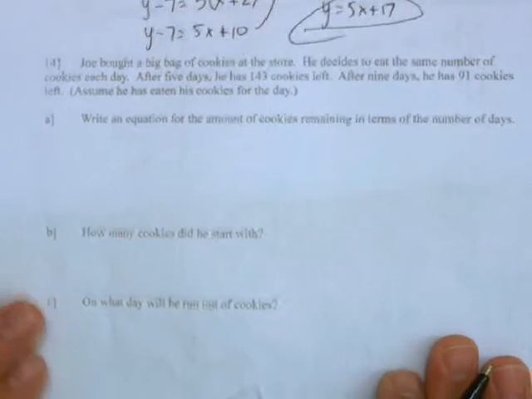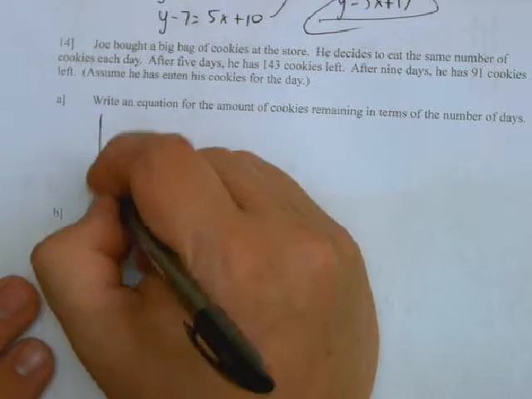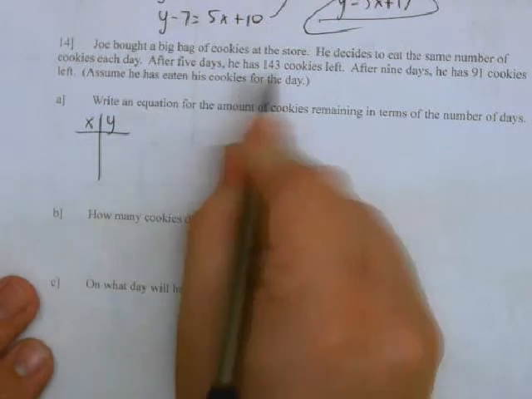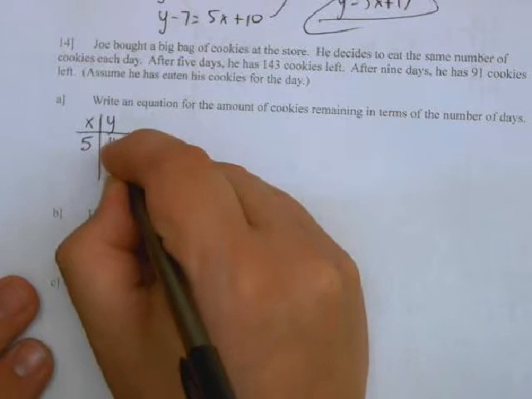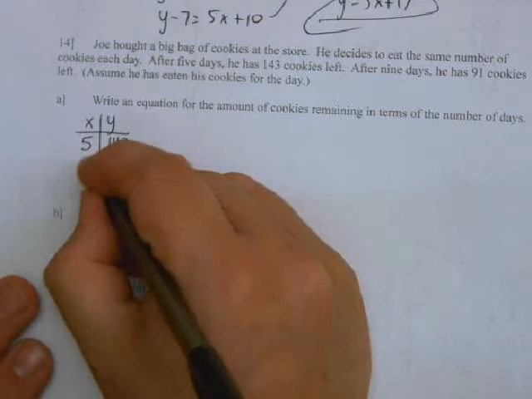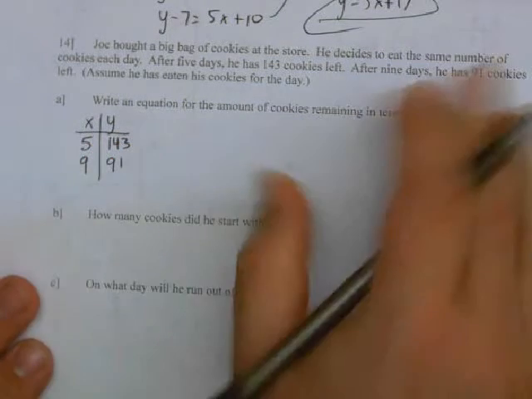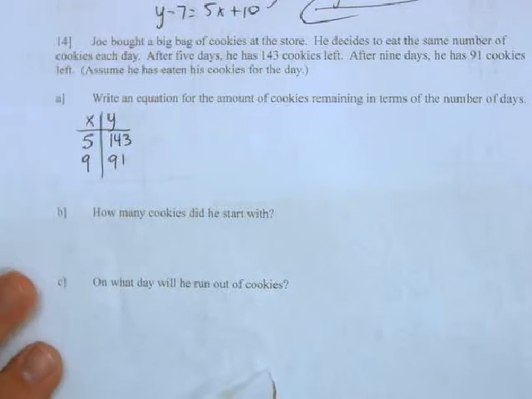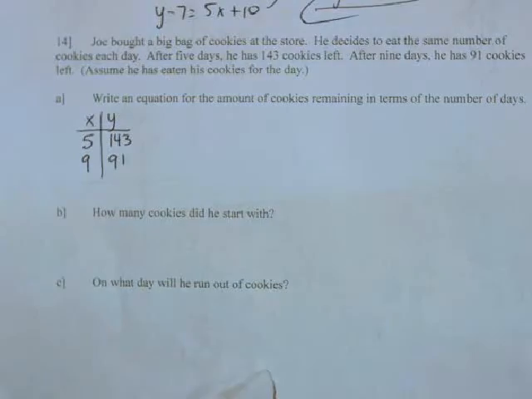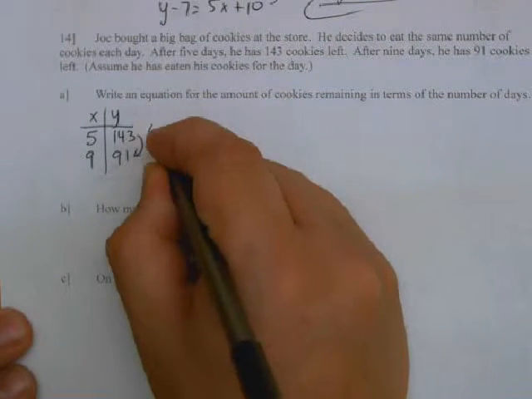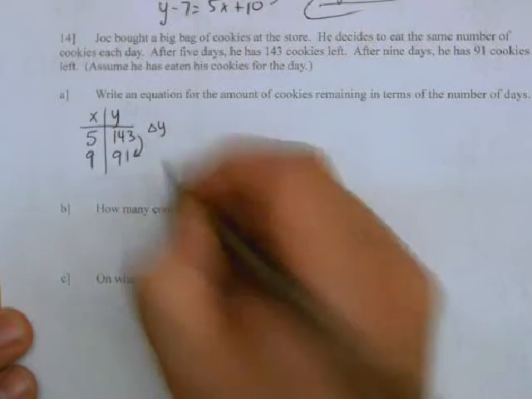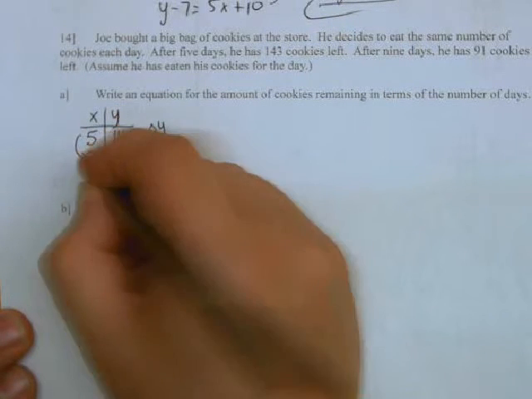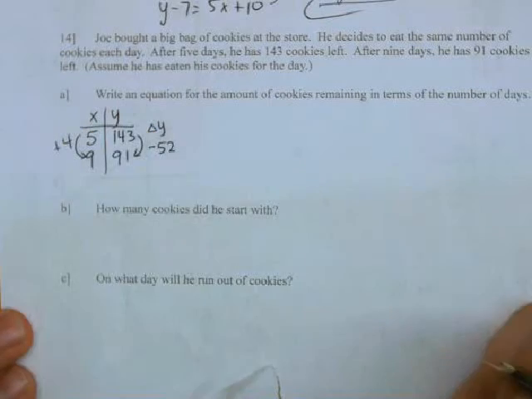So for the last problem, we had a story problem in which we were given 2 points. After 5 days, 143 cookies. After 9 days, he had 91 cookies. So when I want to find the slope, I can use any of the methods that I've shown you. I know the change in y here is going down 52 cookies, and here it's going up 4 days.